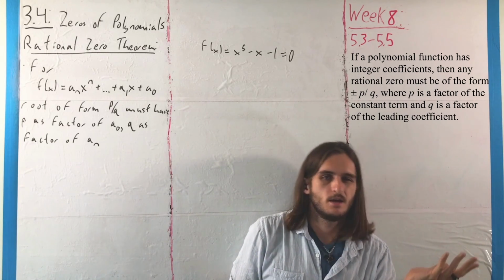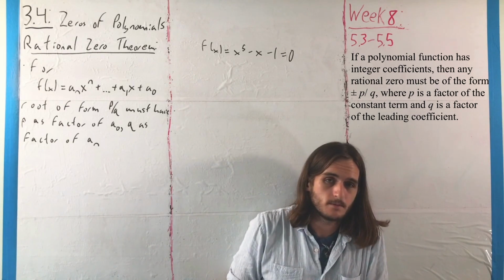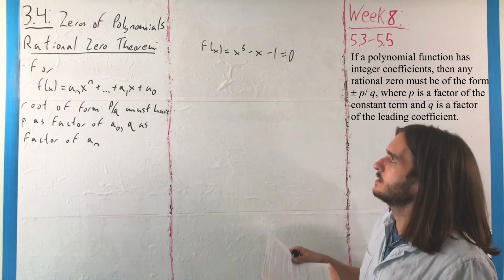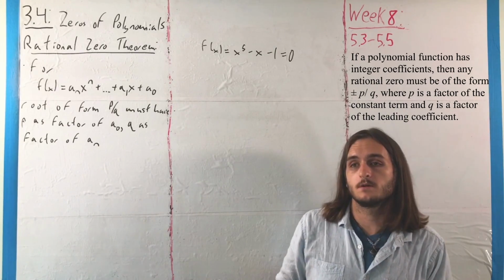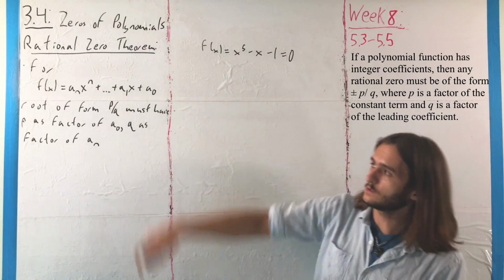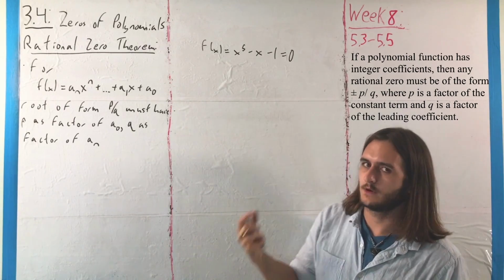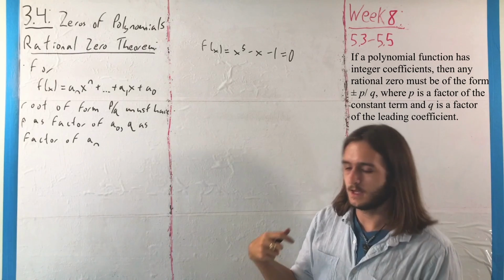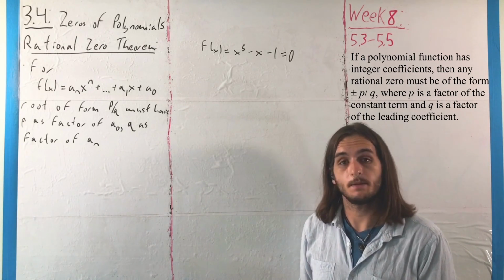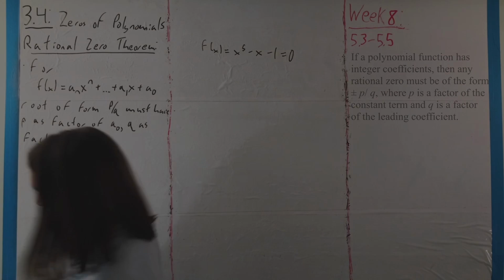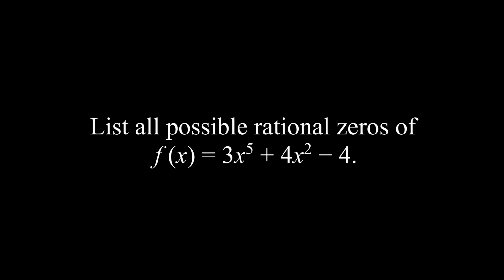But if we've got nothing to work from, and we have a polynomial that we want to get some ideas for, something like this, we can use the rational root theorem or the rational zero theorem to at least get started. And we'll take another example here to get some sense of what it is we might be looking for. So for this example, we want to list all the possible rational zeros of 3x to the fifth plus 4x squared minus 4.